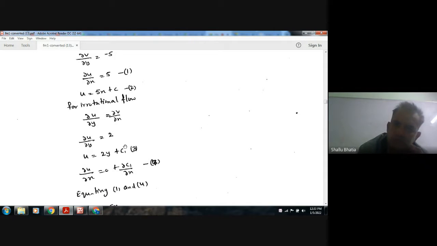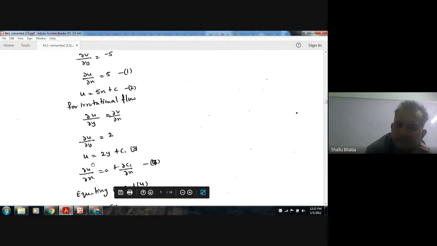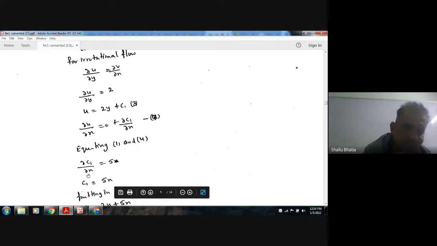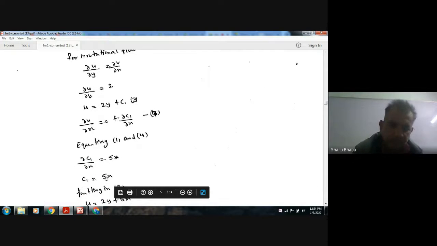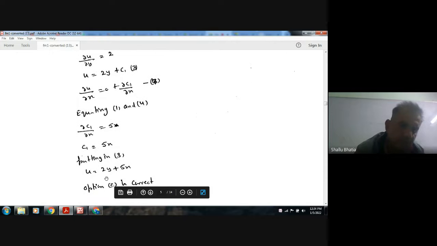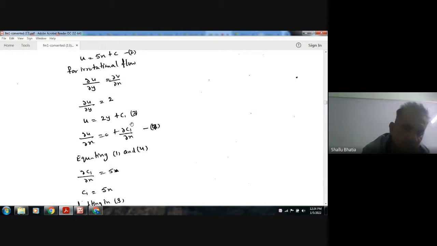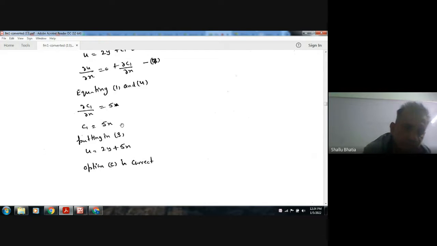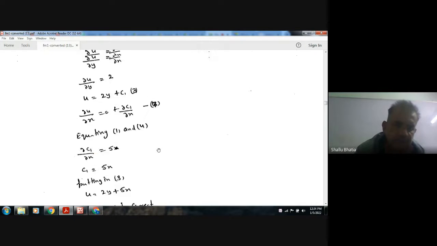now again differentiating, ∂u/∂x is your, this is 0, and this is your ∂c1/∂x, because it is a function of x. So now equating 1 and 4, you can put ∂u/∂x as 5, so ∂c1/∂x is 5, so c1 is equal to 5x. Putting in equation number 3 the value of c1, u is equal to 2y plus 5x. So the answer is C.